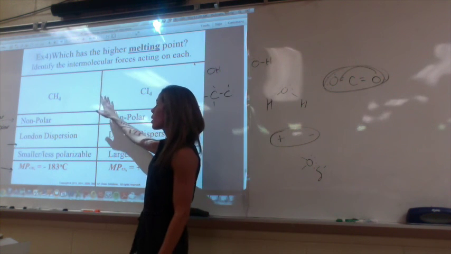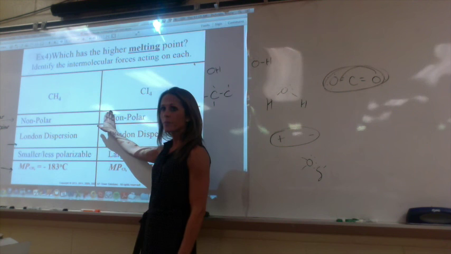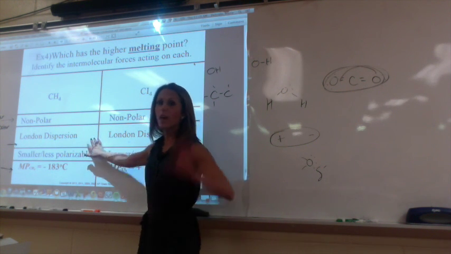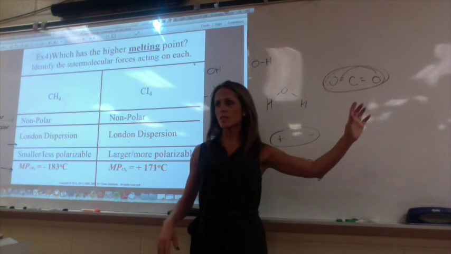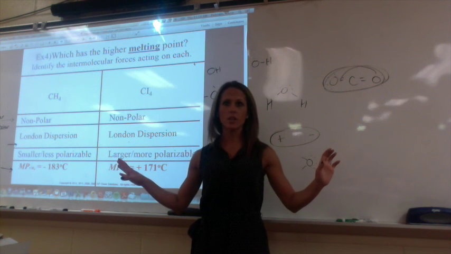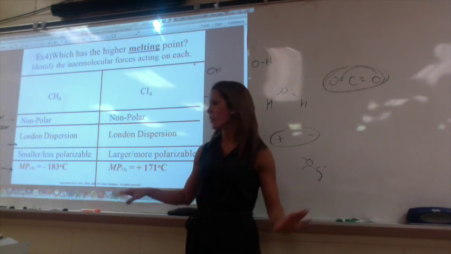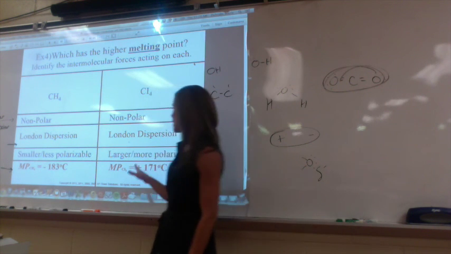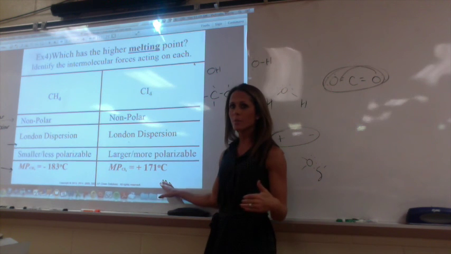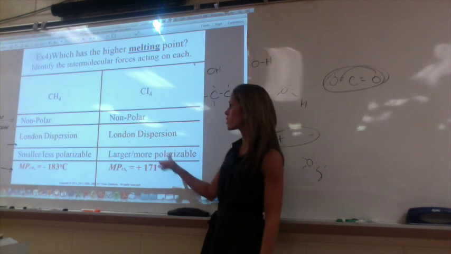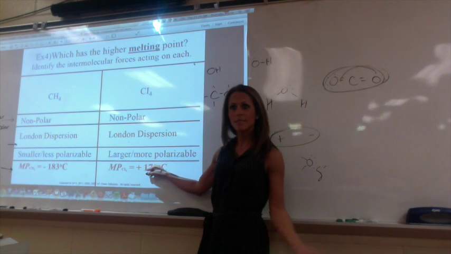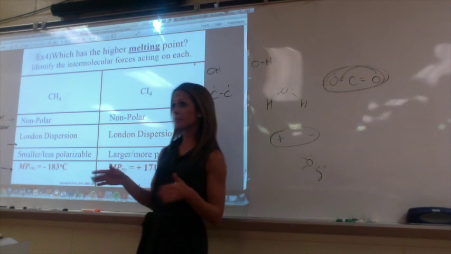So you would say, both species are nonpolar and have only London dispersion forces acting on them. In the other example, we would say, this species is polar, has London dispersion and H bonds. This species is nonpolar, only has London dispersion. So you describe both of them first. Then you will say, CI4 has a higher melting point because it has more electrons and is more polarizable. Therefore, it takes more energy to weaken these intermolecular forces of attraction. That's it. So you have to talk about both of them.